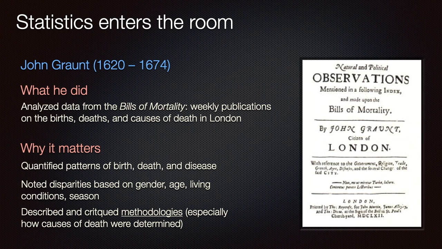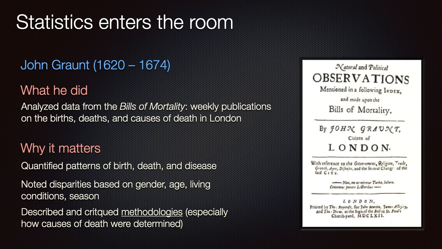We fast forward many centuries to a gentleman named John Graunt, who lived in the 17th century. Graunt was a retail salesman by trade and largely regarded as the founder of a field called demography, which is the statistical study of human populations. In 1662, he published a landmark analysis of mortality data using the Bills of Mortality. These are weekly publications in London on births, deaths, and causes of death.